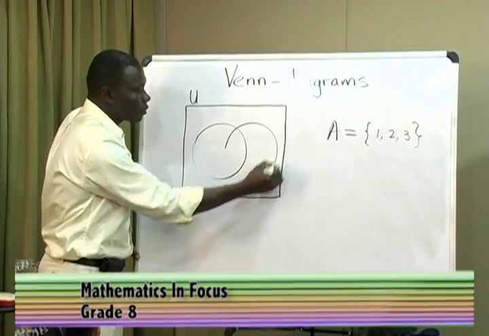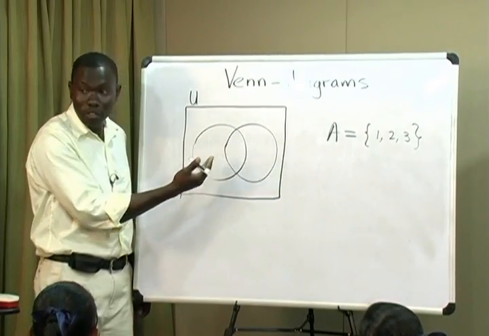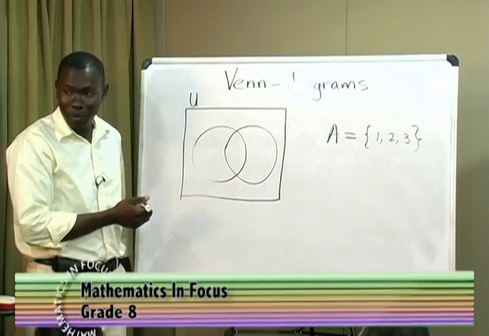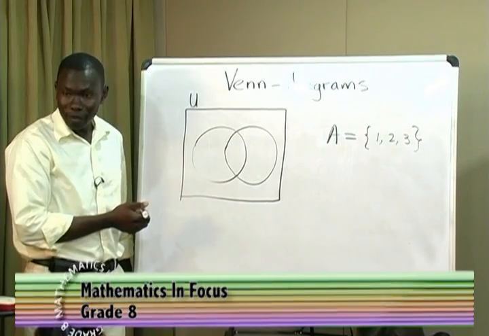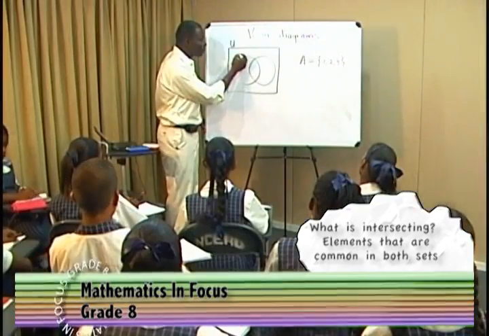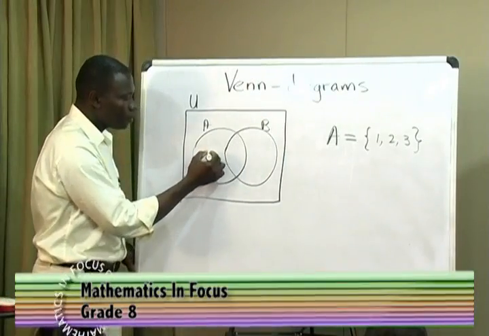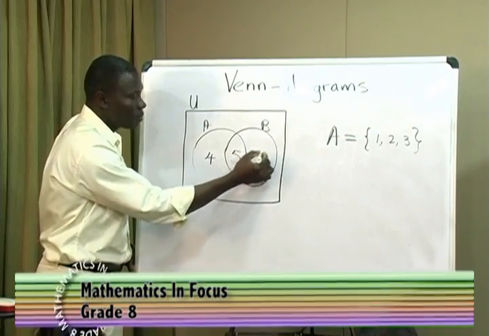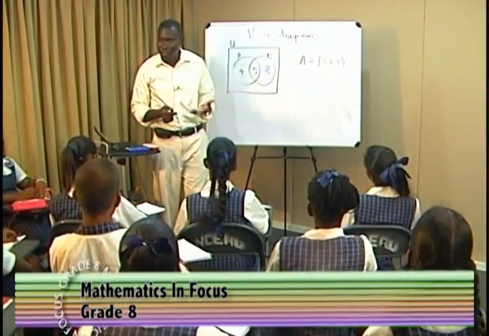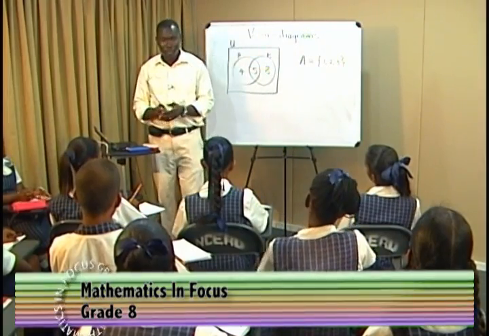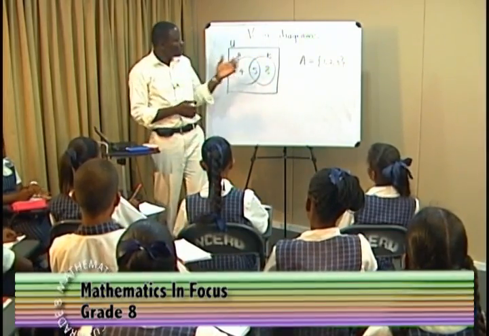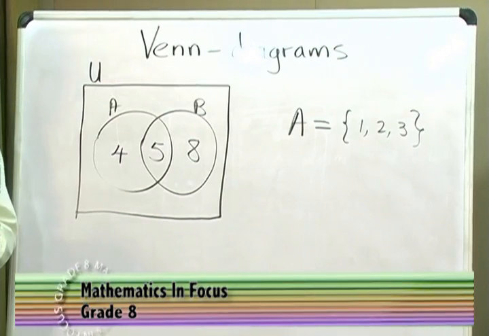Remember when we draw a Venn diagram, we only join the loops if there are elements intersecting. Somebody tell us what we mean by intersecting? Elements that are common in both sets. Good, correct. So if we have set A and set B, and we have 4 elements here, 5 elements there, 8 elements there, then when we talk about intersection, we will be talking about those elements that are in set A as well as in set B. So observe this diagram here, because I have a few questions to ask you.